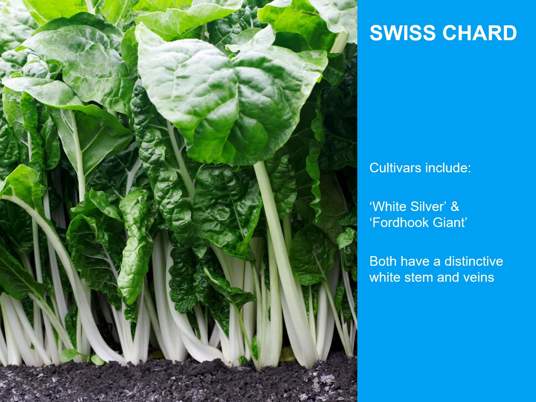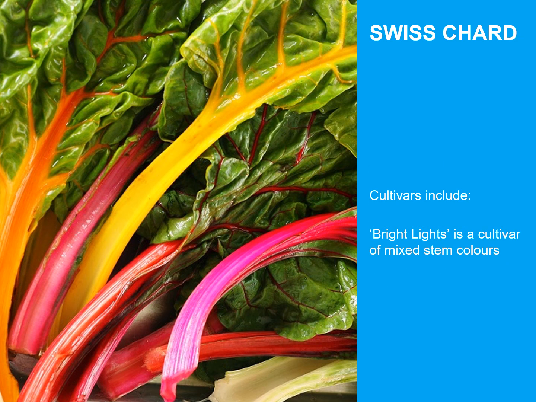So I'll just go through a few examples of some quite common and characteristic Swiss chard cultivars. This one is called Ford Hook Giant, and there's also a similar one called White Silver, so named because of these distinctive white stems. Instead of having bright coloration in the stems, it has very white veining and patterning on the leaves and on the stems.